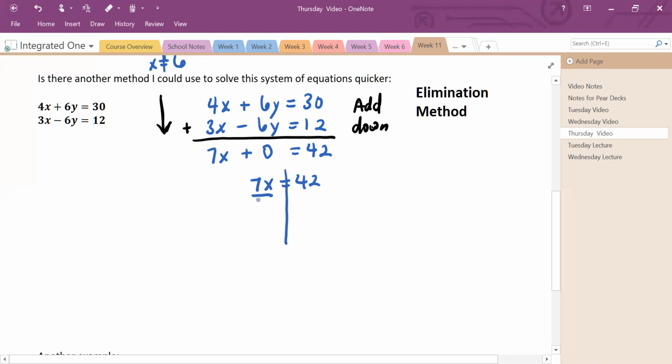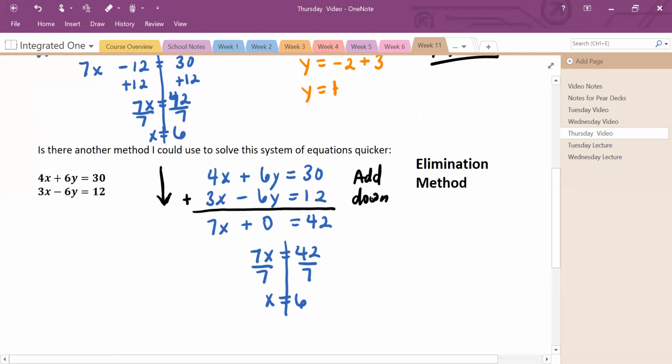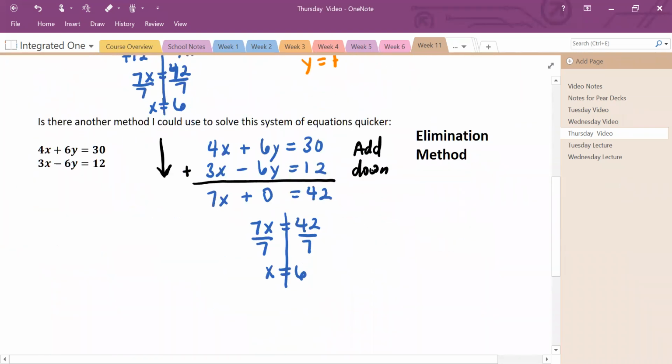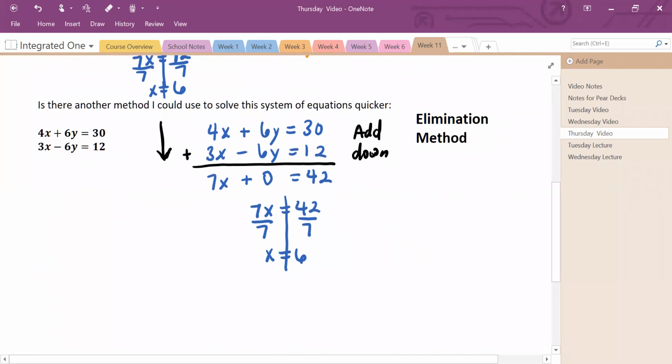And if I divide both sides by 7, x is equal to 6, which is the same answer I got up here. Same system, different method. This time I used the elimination method. So I found x equals 6 by using this elimination method, but I still have to find the y value. So let's do that.